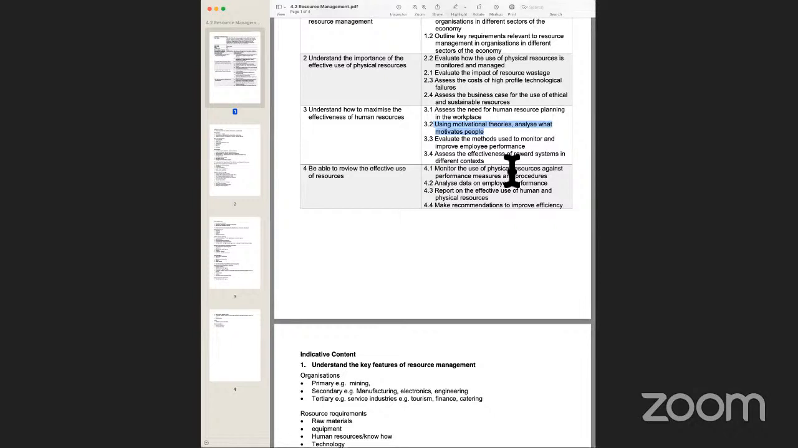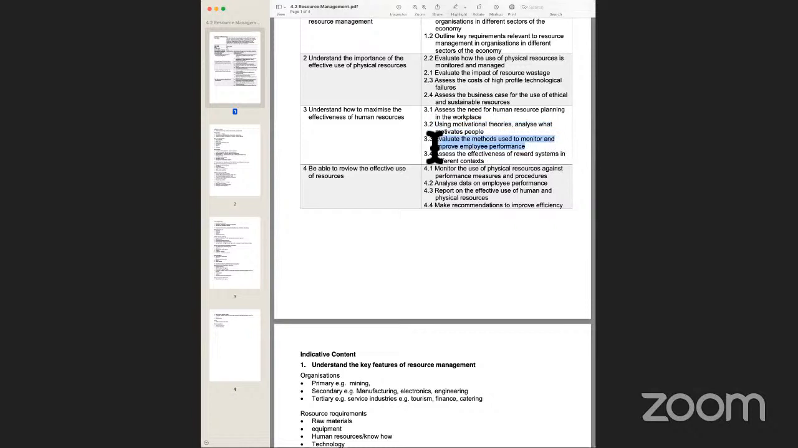We are going to be looking at how we apply these theories to human resources. That means how you apply this to a workforce within an organization. The idea of using these theories is to keep the workforce motivated, and motivation of the workforce can be done in various different ways, and we'll discuss that in the assessment criteria.